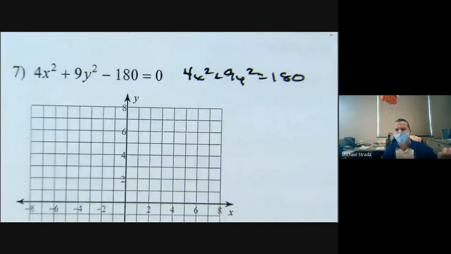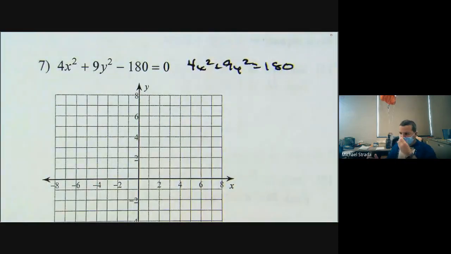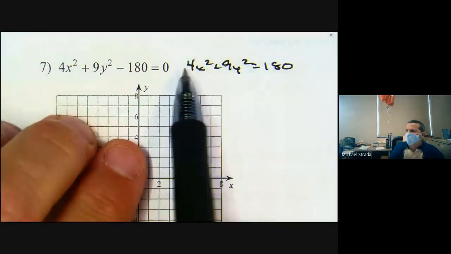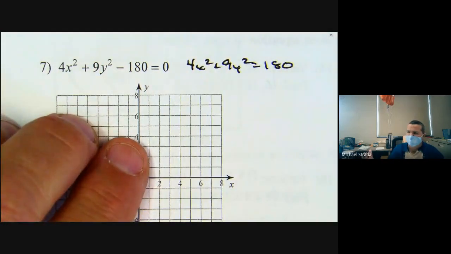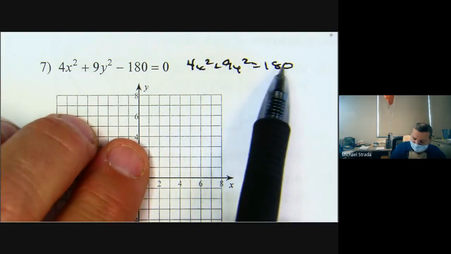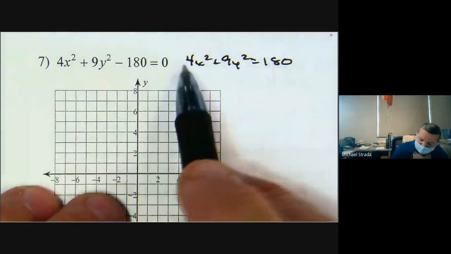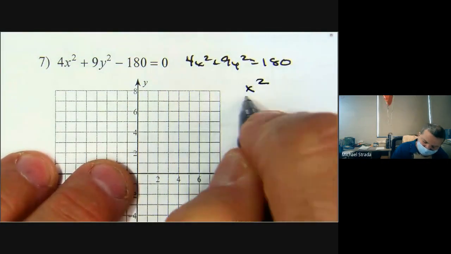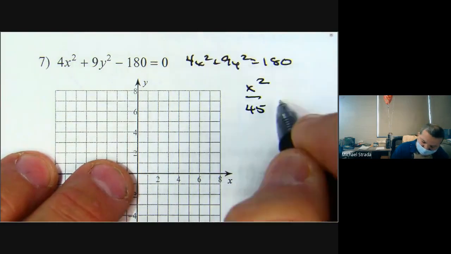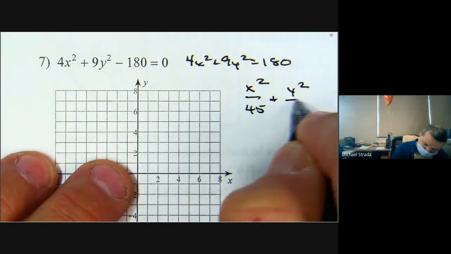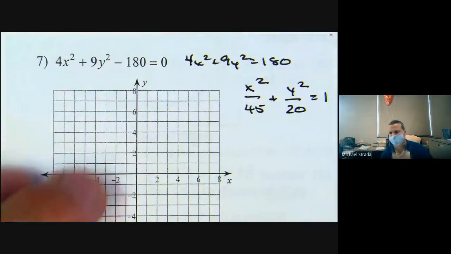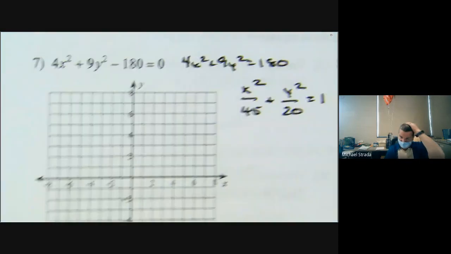Now, real quick, you divide by 180. If you ever want to know what that is, you can just do 180 divided by 4 and put that in your denominator. I heard some of you talking about that in the back. So you can just do that divided by that and put it in the bottom if that's easier for you. 180 divided by 4 would be 45, and 180 divided by 9 would be 20. So x squared over 45 plus y squared over 20.